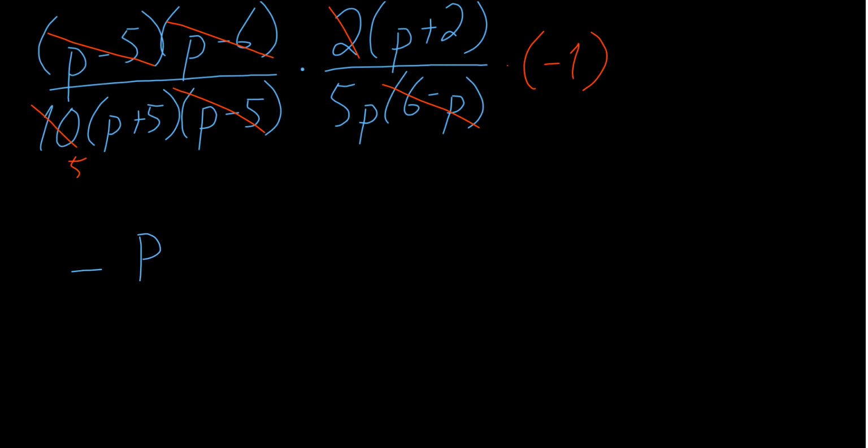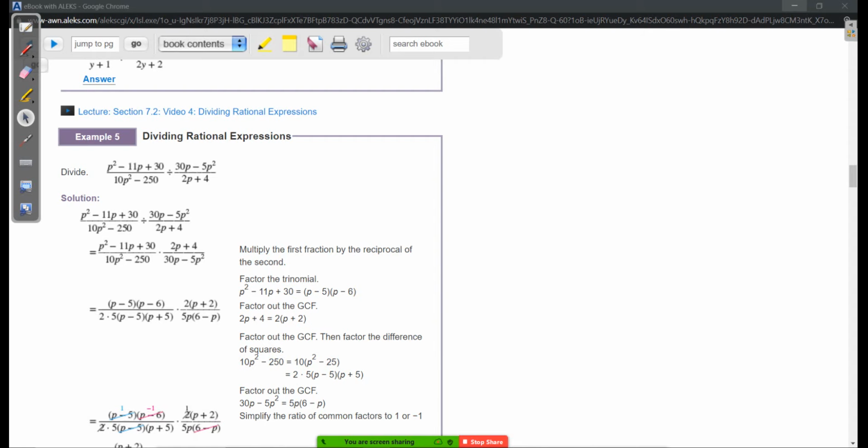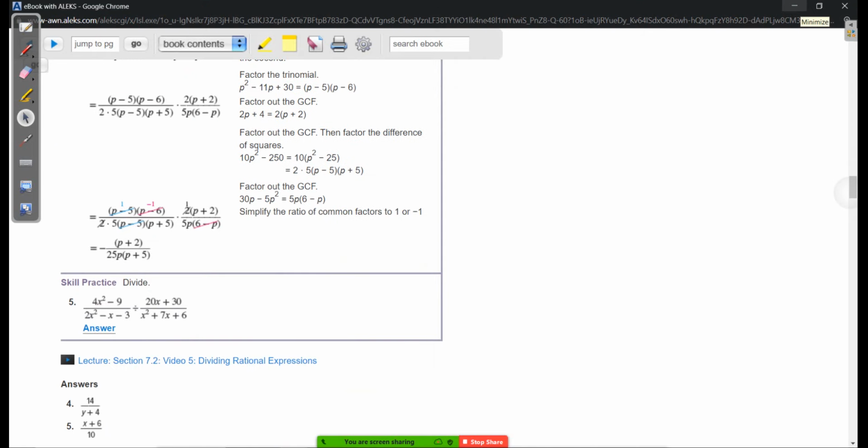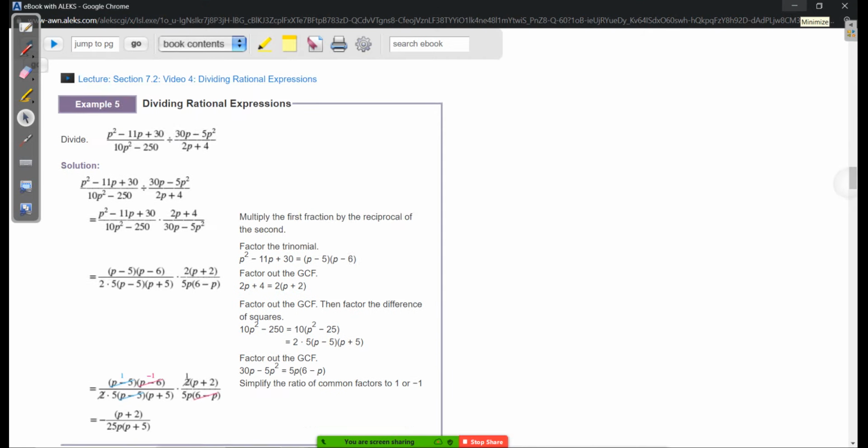p plus 2. And my denominator looks like it is just going to be 5 times 5 is 25, so 25p. And p plus 5. And that looks good. So 20p, yes. Okay.